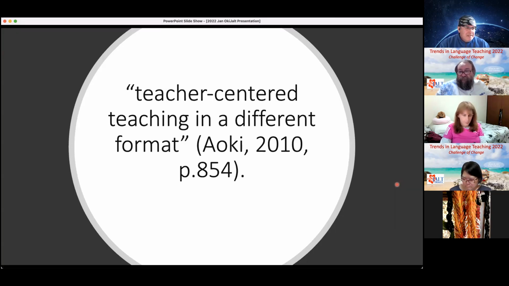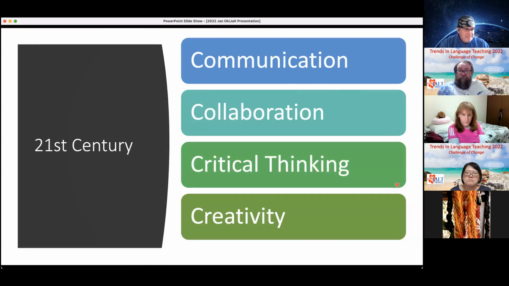One study that looked at higher education in Japan found that the introduction of technology and all these new capabilities didn't make any meaningful difference. It was still teacher-centered teaching in a different format, which meant instead of overheads, people were using PowerPoints. Instead of using a typewriter, people are using Microsoft Word. Instead of handing in paper, submitting by email or something like that, but not a meaningful difference.